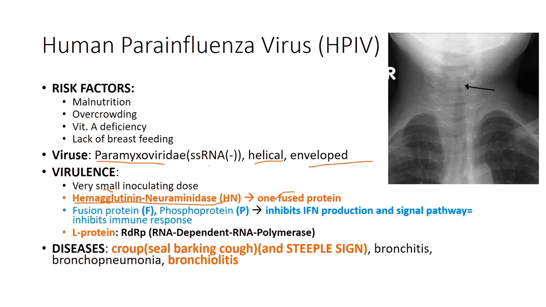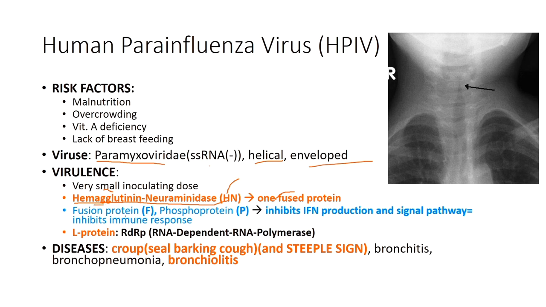And so we know that influenza has hemagglutinin and it has neuraminidase and they're separate, but this one has them fused. And this is one particular thing they really like asking about this guy, is what is the virulence factor for entry for this virus causing this croup or steeple sign. Then it's most likely they're going to be wanting and getting at this HN1 fused protein.